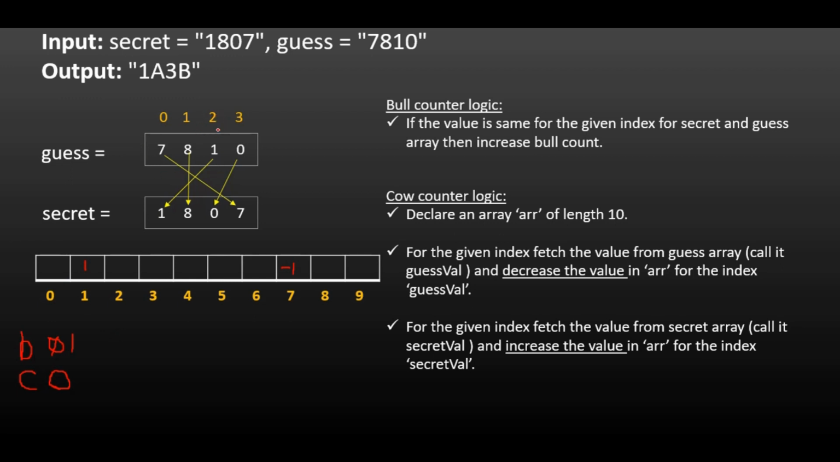Now I am at index 2, right. For the guess the value is 1. So I will go to the first index in the array, I will check whether the value is greater than 0. Since it is greater than 0, I know that for secret it was already present, and while going through the secret array we incremented that value, right. So I will mark the cow counter as plus 1, right, because I know that since this is greater than 0, this value of guess can be mapped to some value of secret in some index, right, because we incremented the value.